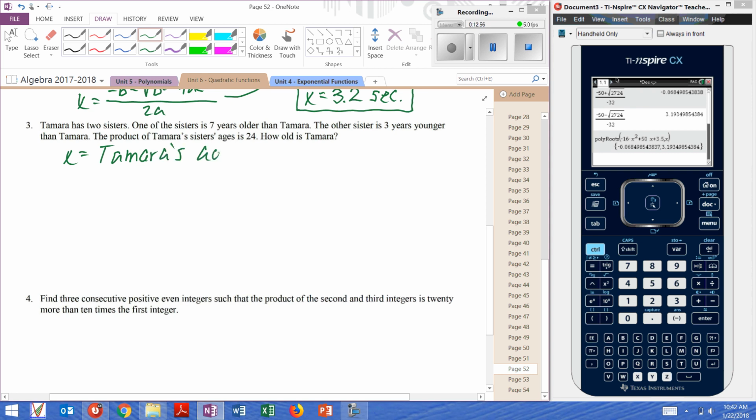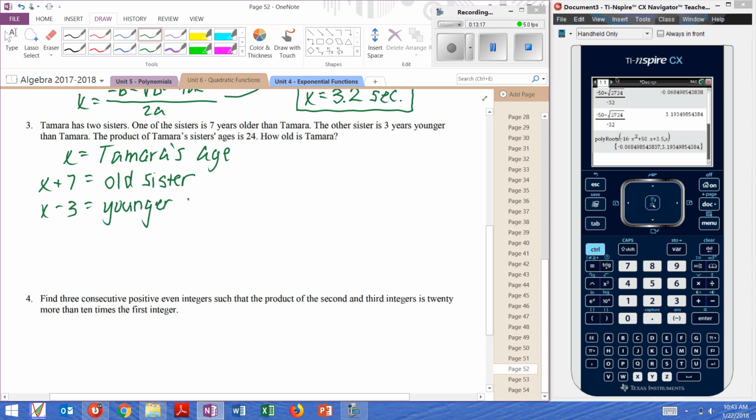And she has 2 sisters. One of them is 7 years older, so x plus 7 is the older sister. And the other sister is 3 years younger, so x minus 3 is the younger sister.